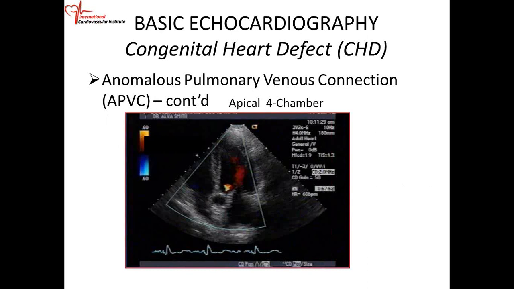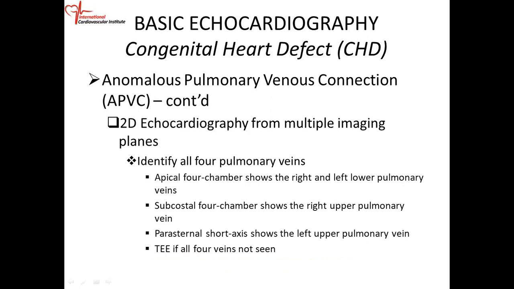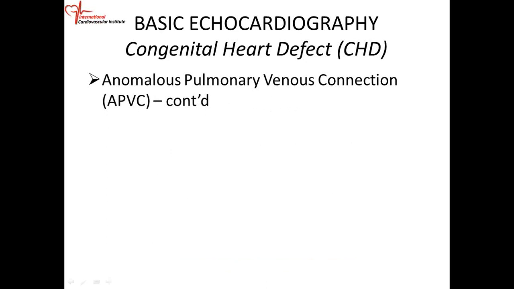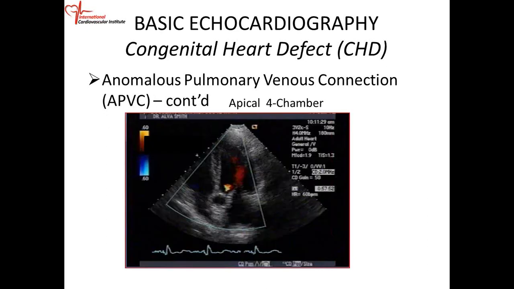So again, with the apical 4 or 5 chamber view, with apical 4, you can see the right and left lower. Okay, so this would be the right, and this would be the left. Okay, remember when you do your pulmonary vein flow, you use any one of these. So it's a right and left.